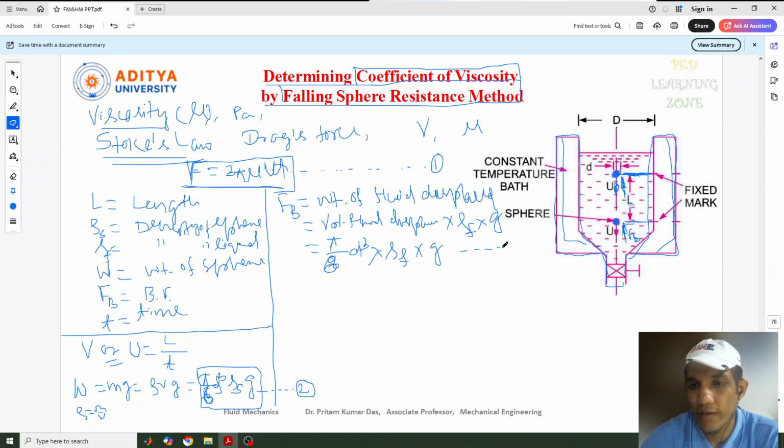So this one we can give equation 3. Volume of the liquid displaced is equal to volume of the sphere. Okay, this one, volume of the fluid displaced is nothing but volume of the sphere. That's why I've written this one. Now we got here a few equations.